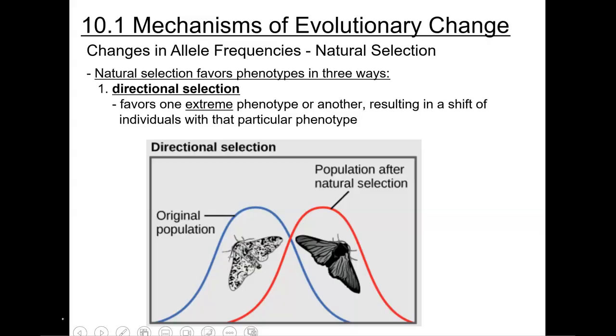Now, natural selection is going to favor phenotypes in three ways. First, you have directional selection, which favors one extreme phenotype over another, and that results in a shift of individuals toward that particular phenotype. So here we show different moths. We have one with the original phenotype, which is kind of a spotty, lighter color. And then the population after natural selection goes towards the darker moth. So something came about that caused the moths with the lighter coloring to start to die out. They couldn't compete.